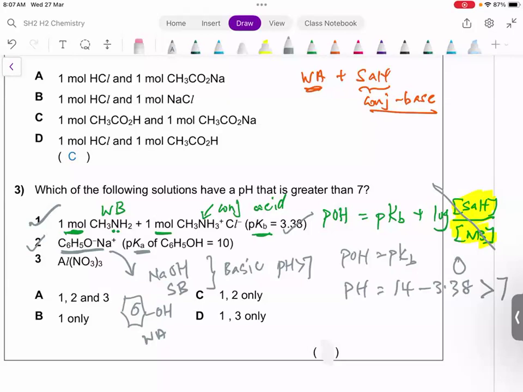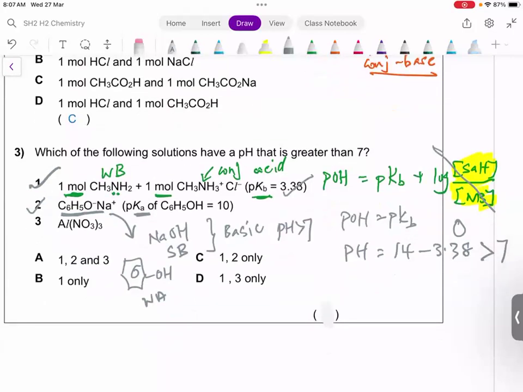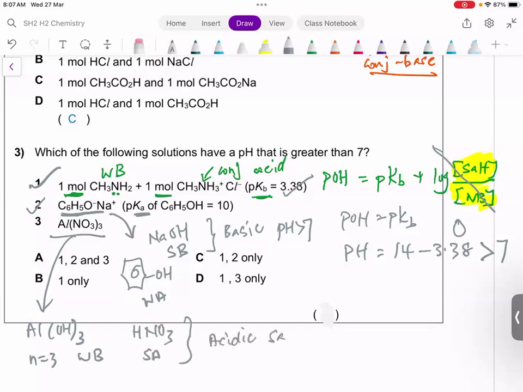Thank you. All right, so let's look at question 3. What kind of pH do we have? Acidic. Why so? Because the parent base is aluminum hydroxide, which is n equals 3, so it's a weak base. Then nitrate must come from nitric acid, which is a strong acid. Because of this, I know that I'm going to have an acidic salt. This acidic salt means that it's going to release H+. Therefore, pH will be less than 7. So therefore, 3 is not the answer.